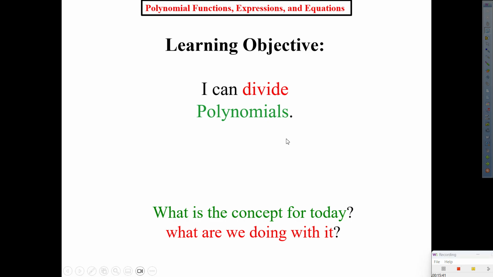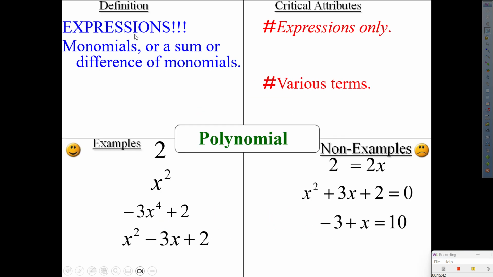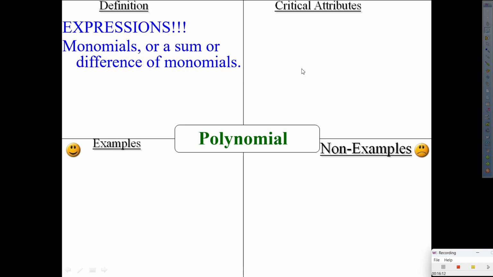What are polynomials? Write this down. Polynomials are expressions, monomials, or the sum or difference of monomials. Examples: 2x squared, negative 3x to the fourth plus 2, x squared minus 3x plus 2. Non-examples, write these down, and the hashtags. The reason I'm going a little bit faster is because we need to get to the practice, and I want to make sure that we got this. So copy that really quick. I'll give you some time, then I'll reiterate the definition.